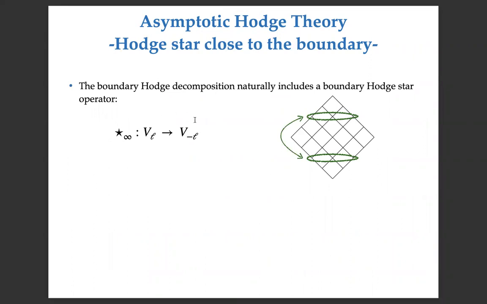Now, the other structure that we had, namely this boundary Hodge decomposition, allows us to define a boundary Hodge operator, which actually acts very nicely on these L subspaces because it maps from L to minus L, and that's it. So the pairings that we have are such that only L's and minus L's talk to each other, so there is a positive definite norm in the boundary, so that only when the two L's are the same, this is non-zero.